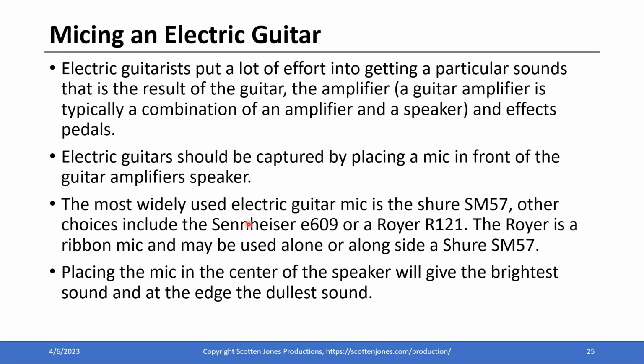The Sennheiser MD421 that we talked about for big toms also works really well on saxophone or trombone or things like that. And then the Royer R121, which is a ribbon mic. You can use that on electric guitar. You can use that on acoustic guitar if you were miking an acoustic guitar. A lot of people in the studio will take a Royer and a Shure SM57 and put them both on the electric guitar and mix the two together.